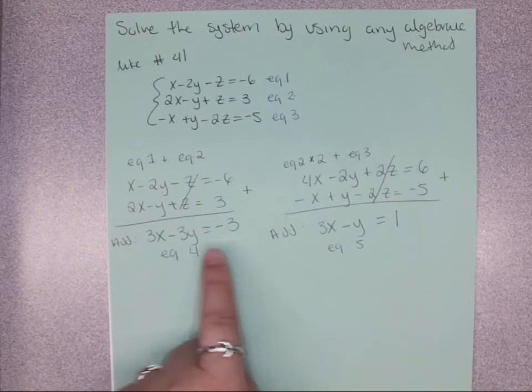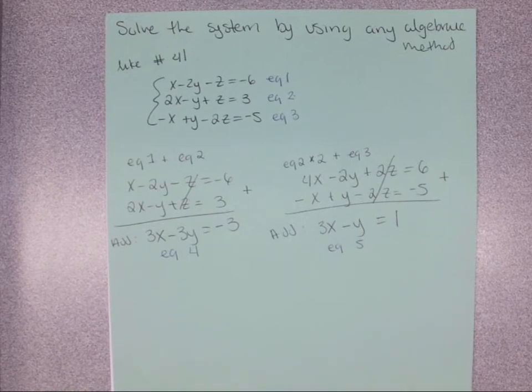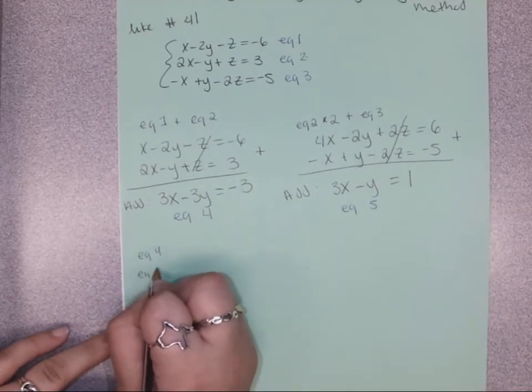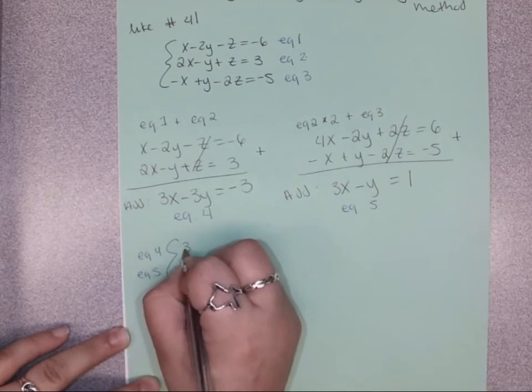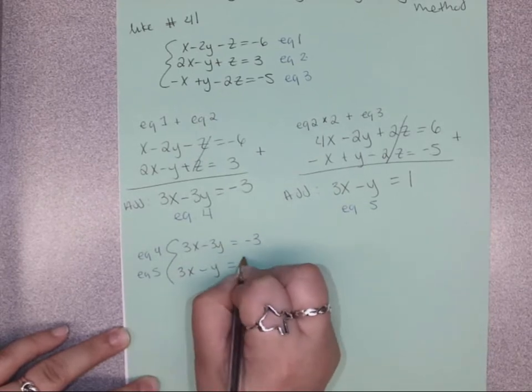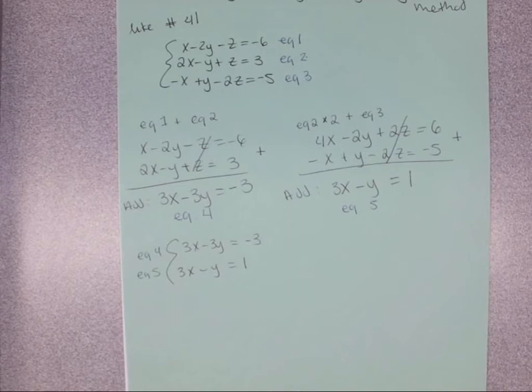Now look at this one. Our new equations have the variables x and y. They no longer have the variable z. So now we have two equations, two variables. We can use any of the methods we previously learned to solve this one. We have created the system 3x minus 3y equals negative 3, and 3x minus y equals positive 1. For this one, you can use the substitution method, the addition method, Cramer's rule, or matrices, whichever one you like. I like to stick with the addition or substitution method.